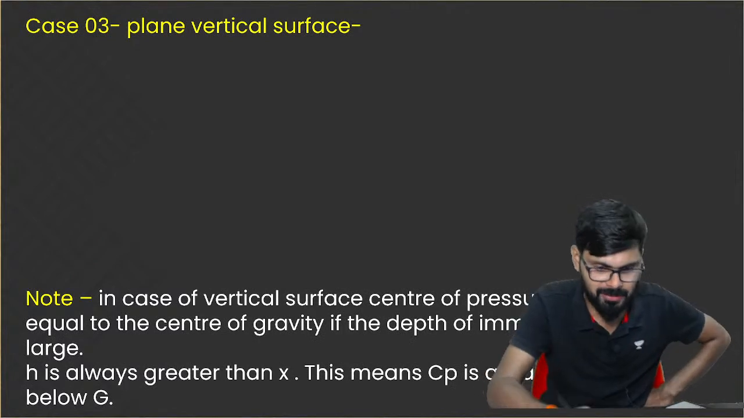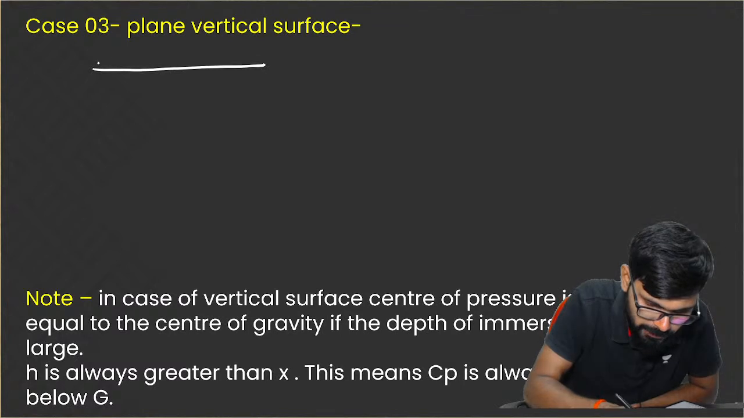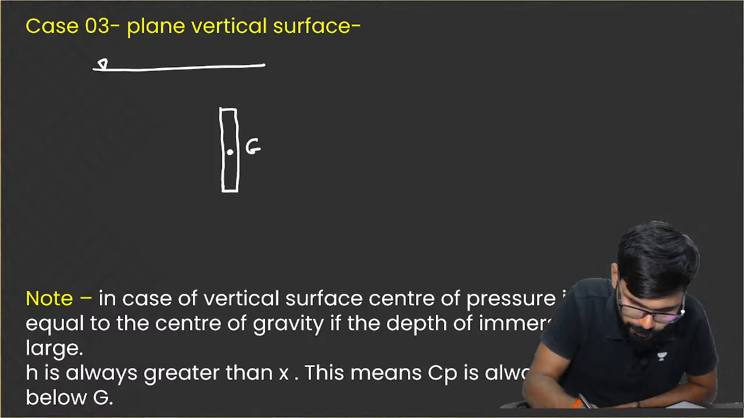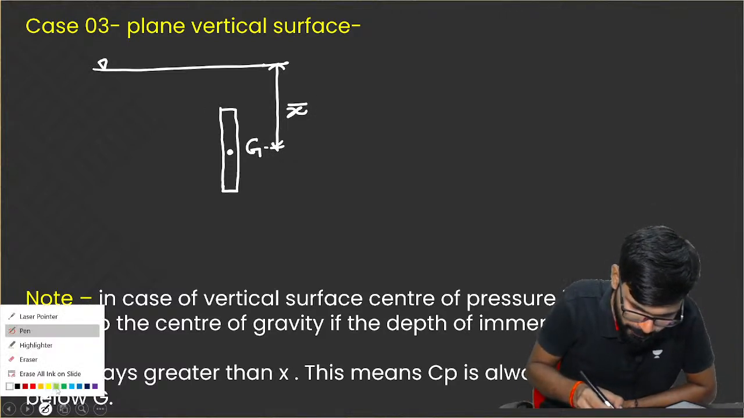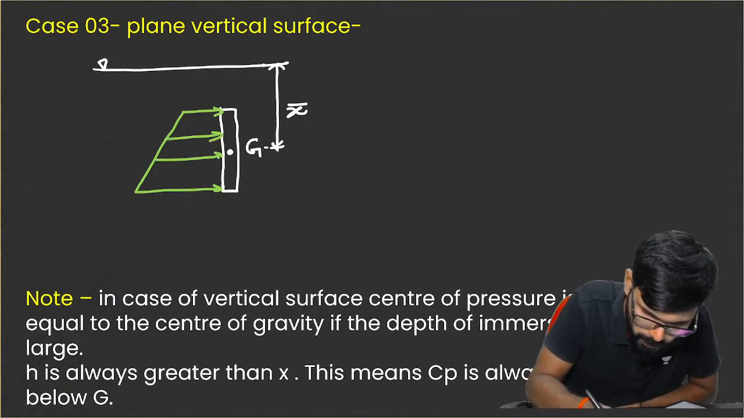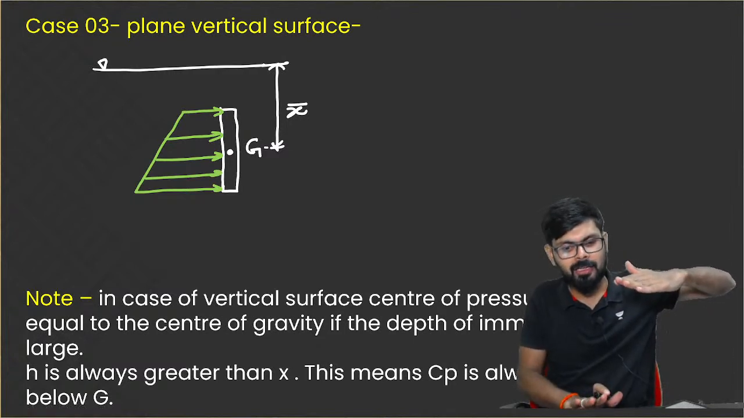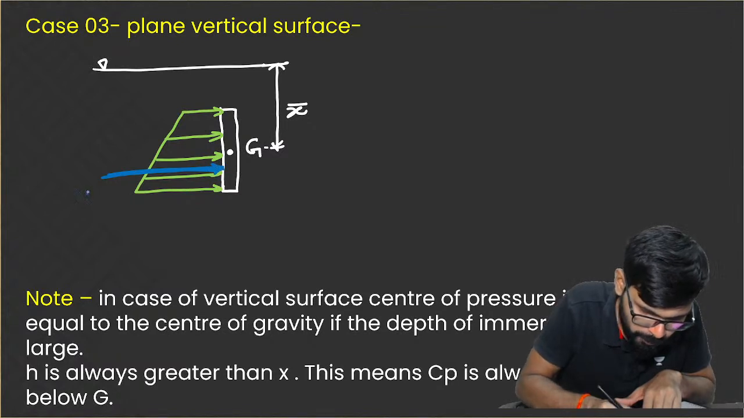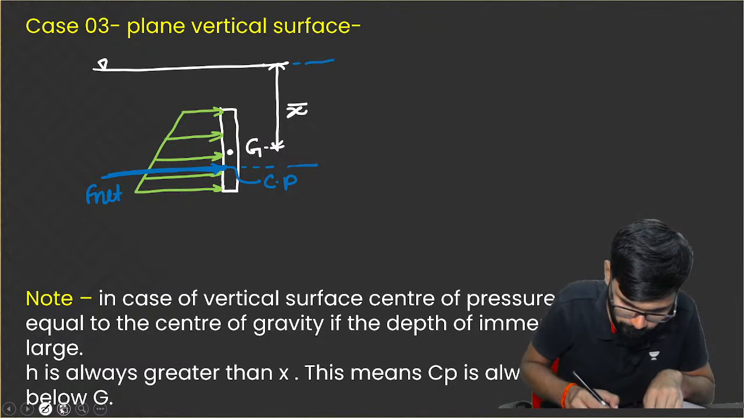Let's come to the plane vertical surface. Abhi dekho. Let's say this is a free surface, okay? And this is a vertical surface. So this is basically the center of pressure. Now this is x bar. But if I draw the pressure diagram, beta, then it will come something like this. So obviously, below the center of gravity, the pressure is more basically. So if I calculate the F net value, it will come somewhere here. This is F net, and this is the center of pressure. And this is h.